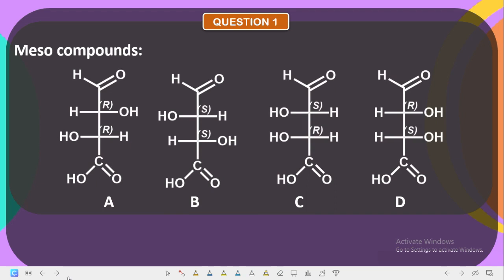Meso compounds. Now, if we look at this formula, I believe everybody now knows how to get the R and S. So at this place, this is R, this is R. If you look at these two compounds, they are mirror images of each other. Right? They are mirror images. This one, the OH here, is at the right hand side. Why the OH here is at the left hand side. Is that understood? So they are mirror images. What are you looking for?